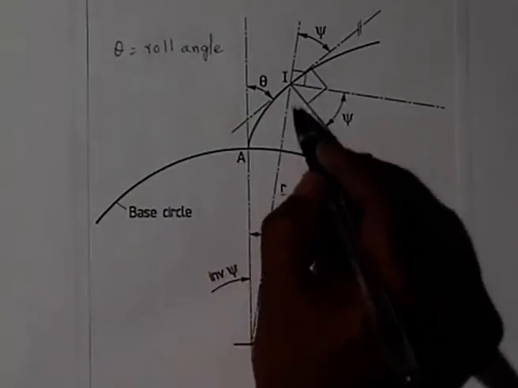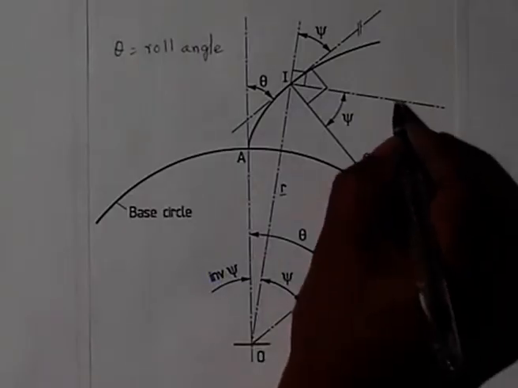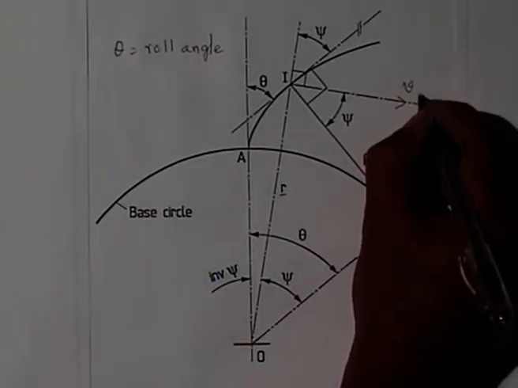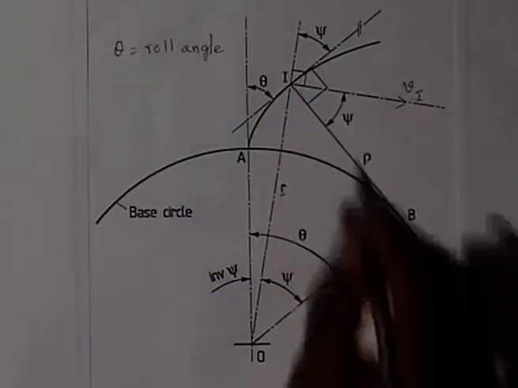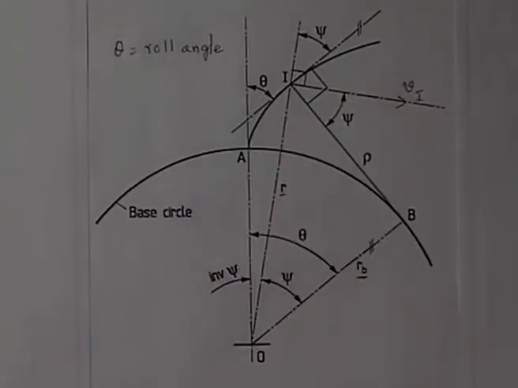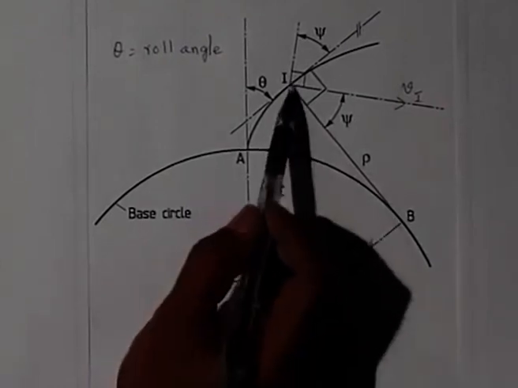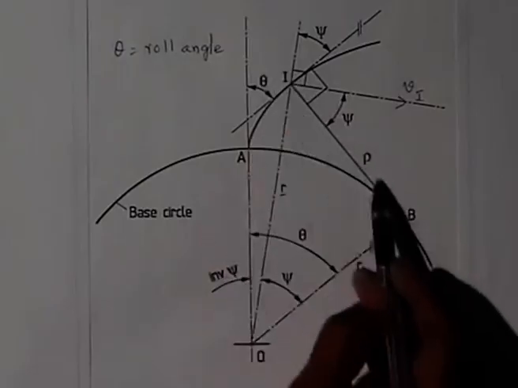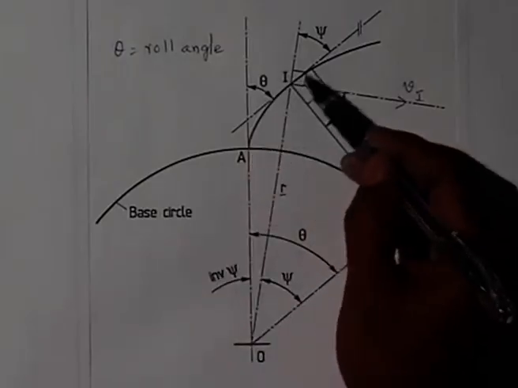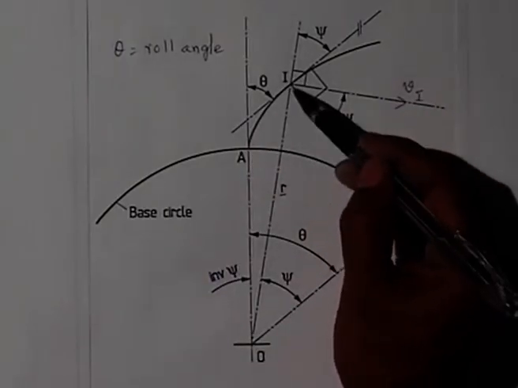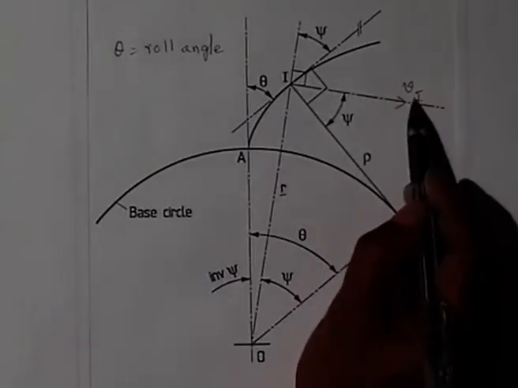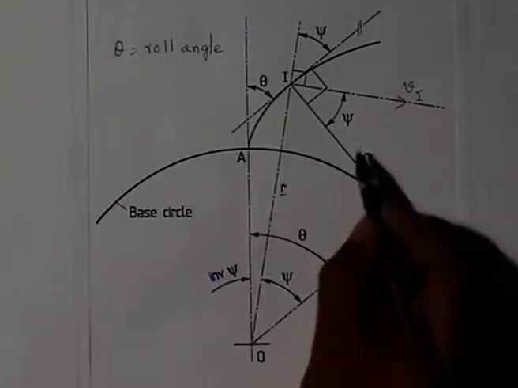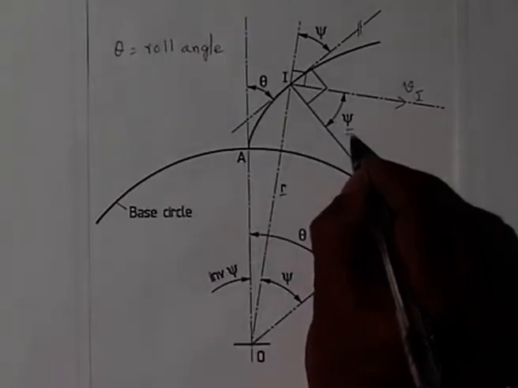this point I is perpendicular to OI. Say this is the direction of the velocity of the point I if it happens to be a point on the gear. And the string, which is normal to this gear tooth profile or the involute profile, that is the normal to the involute at the point I, and the angle between this velocity direction and this normal, which is nothing but B I, I call psi.